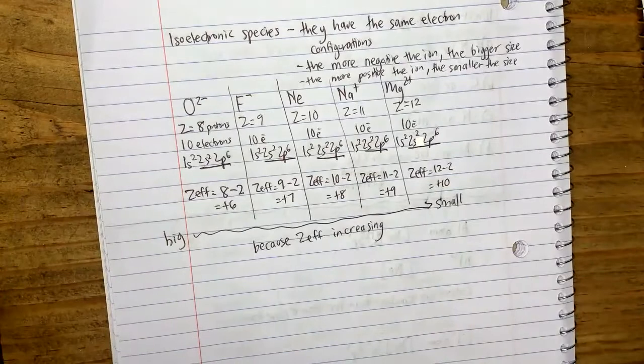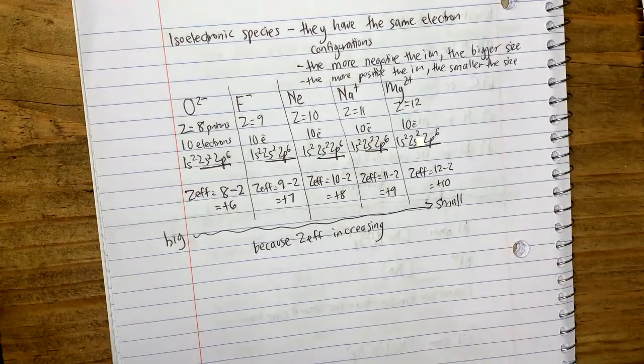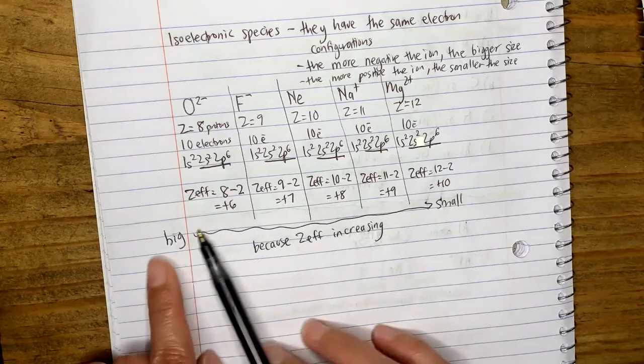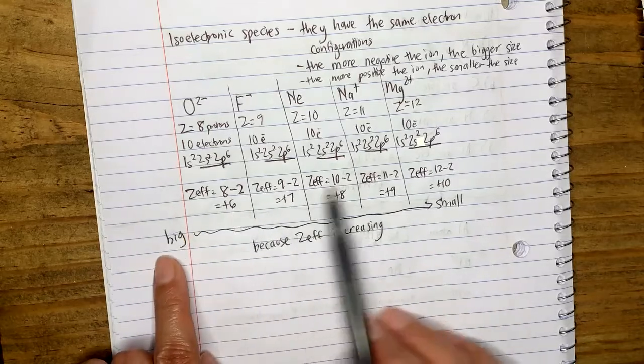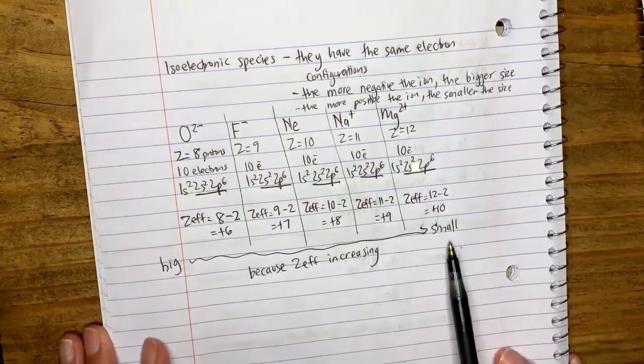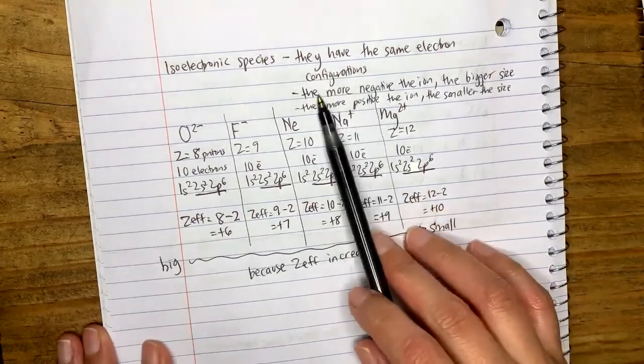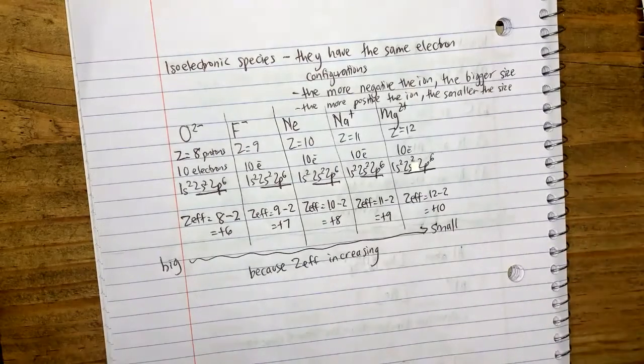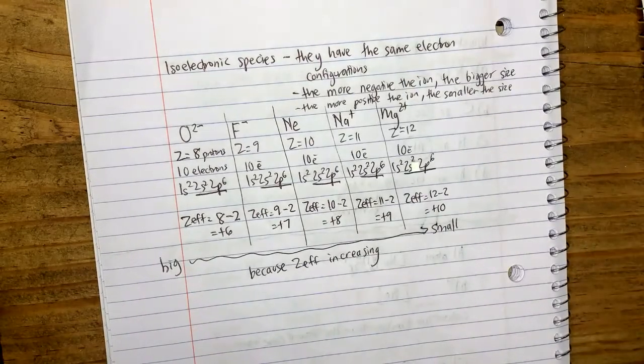So the bigger the Z effective, the smaller the size will be, because it's pulling you closer to the nucleus, to the center of the atom, or the ion in this case. Ions or atom, whatever the isoelectronic species is, closer to the middle. So it's bigger because smaller Z effective, smaller because bigger Z effective here. So isoelectronic species have the same electron configurations. The more negative it is, the bigger the size will be. Okay, so that's how you explain that.